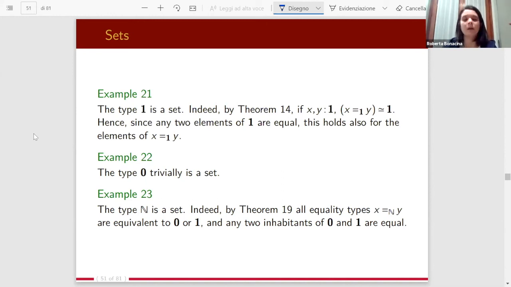We also have that the type N is a set because by the previous theorem on the coding, we have that all the equality types x equal y are equivalent to 0 or to 1. And well, 0 and 1 are sets.